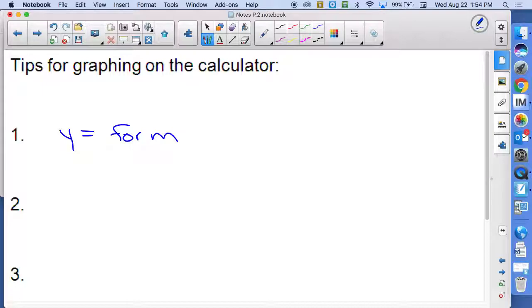The second step would be to enter it actually in your calculator. And that goes in the y= button, which is why it's y= form. And then of course you press graph.